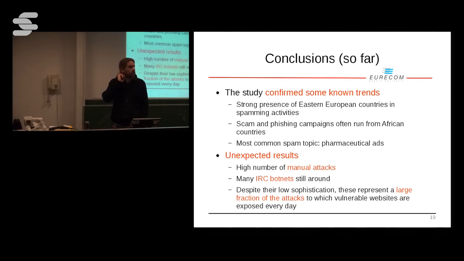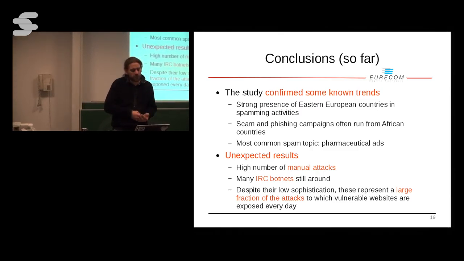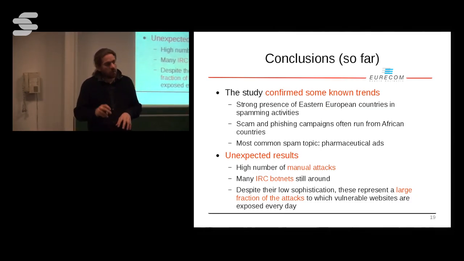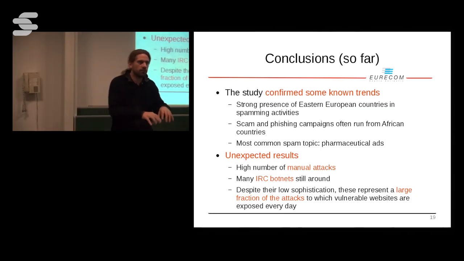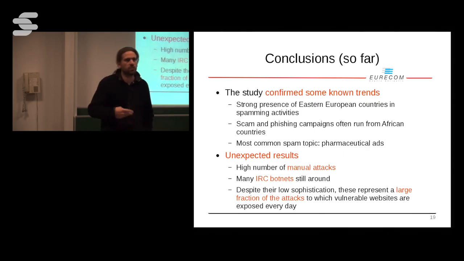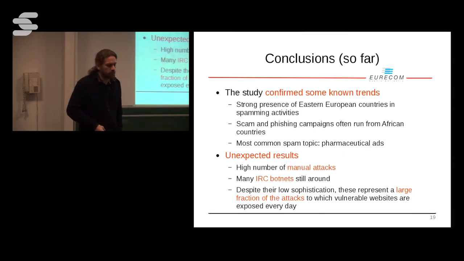Right? So it seems that discovery and exploitation is automated. So you have these automated scripts that go there. And then after that, you have some people going on by hand, they log in on the system and so on, and they try to do something from there manually.